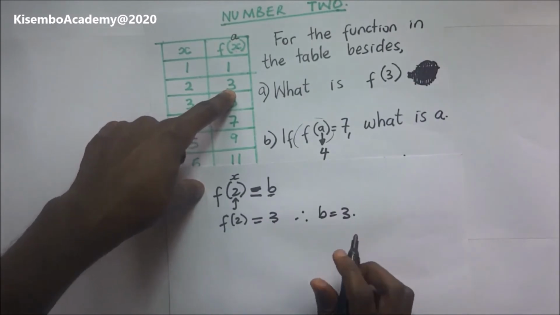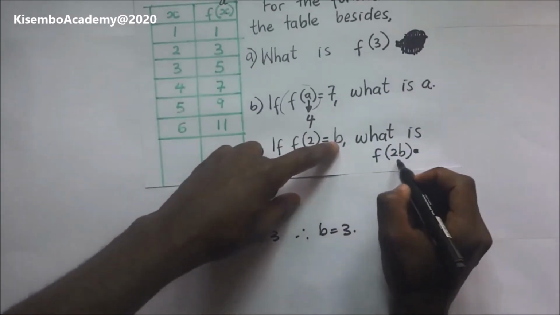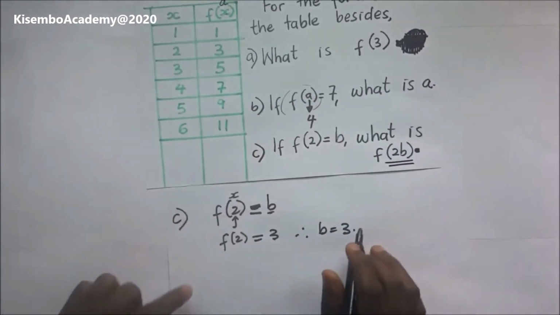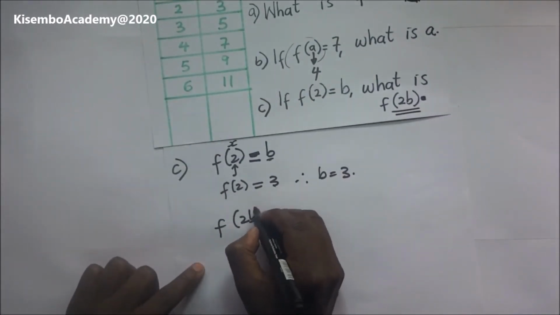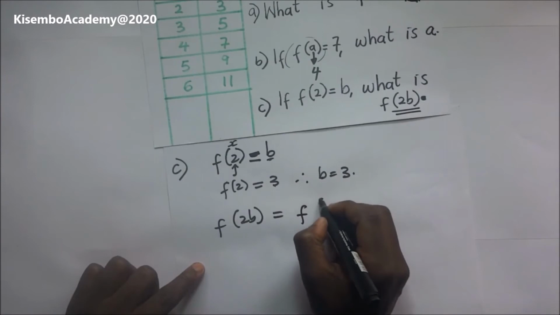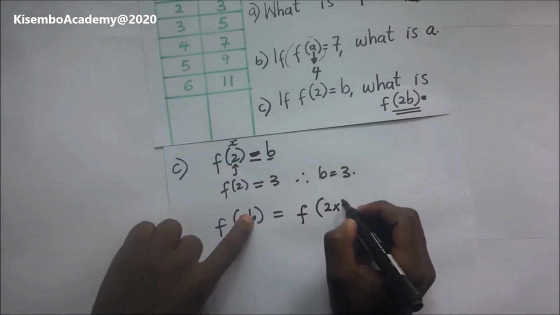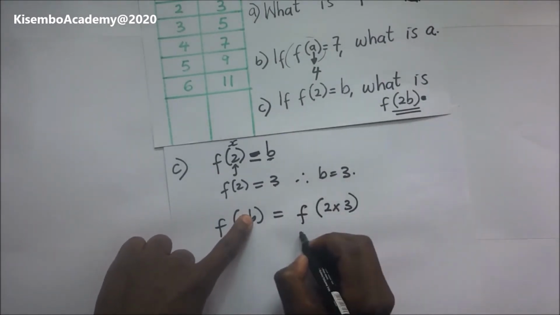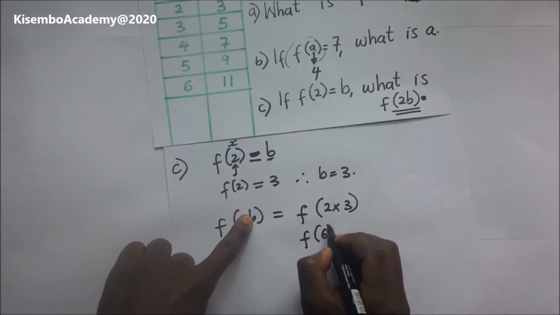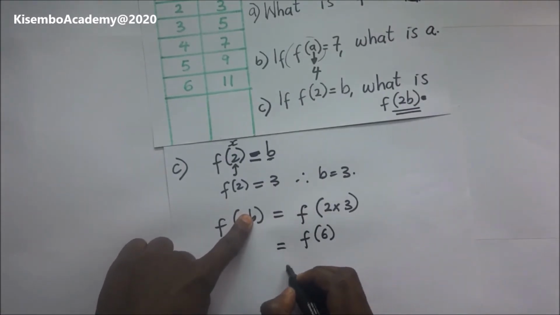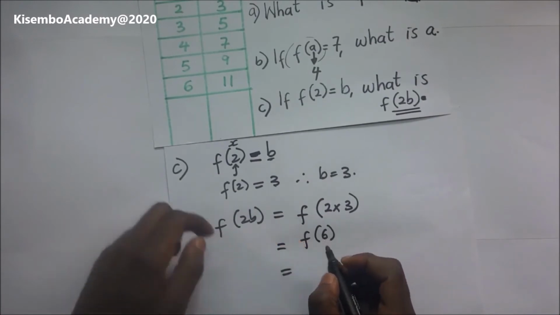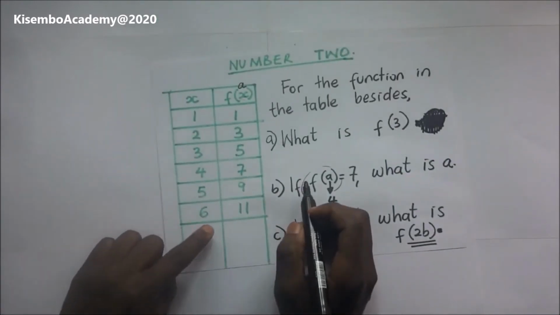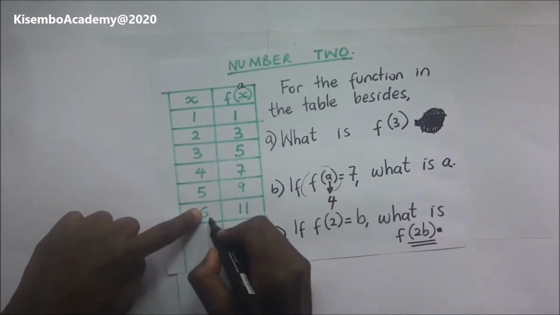Now that we know that our value of b is 3, we can go ahead and find f of 2b. So f of 2b is giving you f of 2 times our value of b, which is 3. In this case it's going to be f of 6. So what is our f of 6? What is the function when the value of x is 6? We can go ahead and find that.